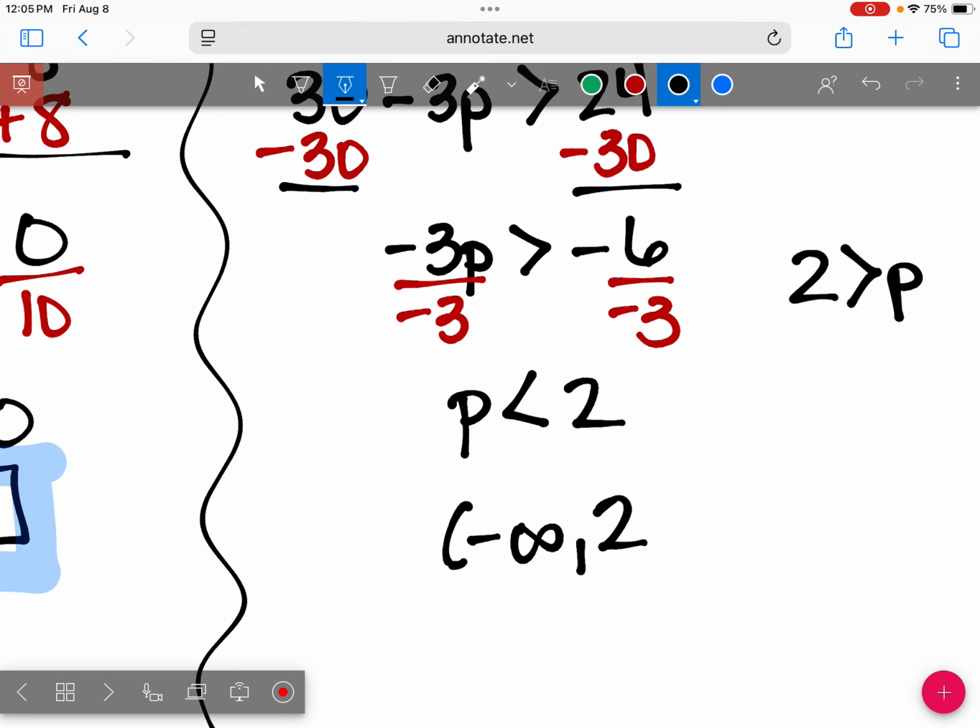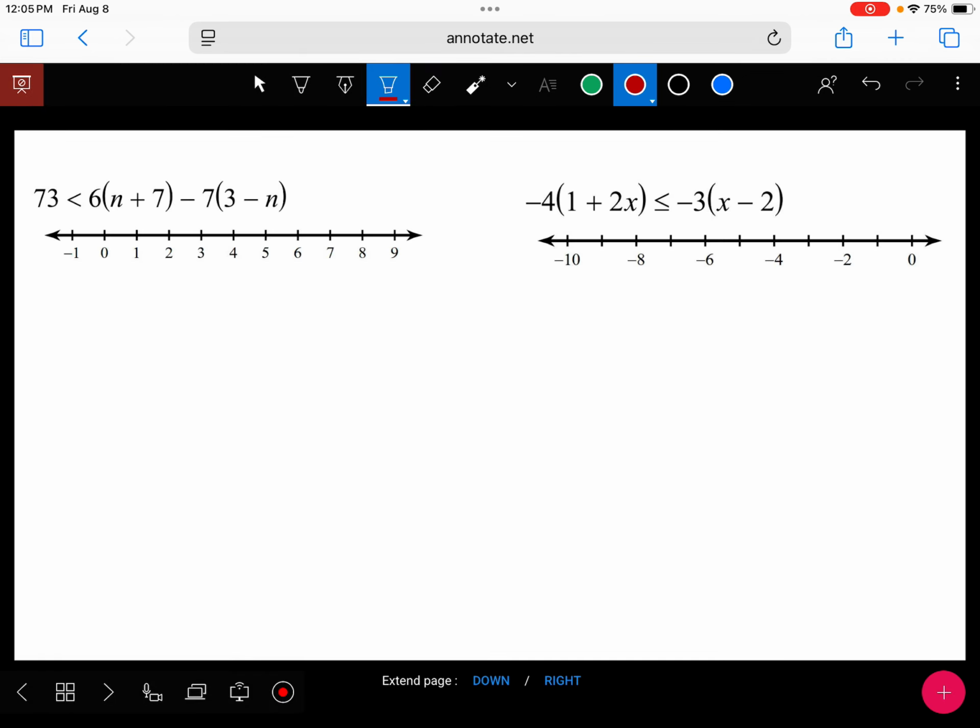Why is it a soft bracket on the 2, and why is it a soft bracket? Because it's not equal to. So this is the answer that I am looking for. Any questions? All right, last 2. Go ahead, copy these down, and we will end there.